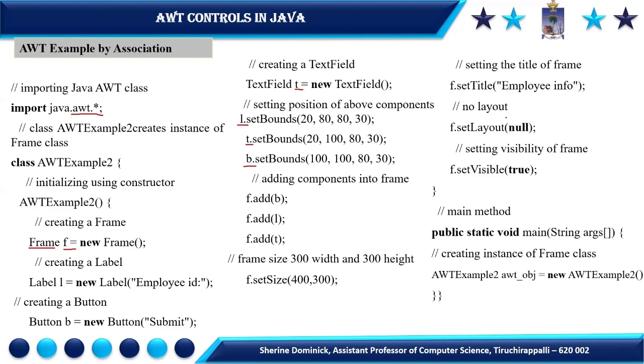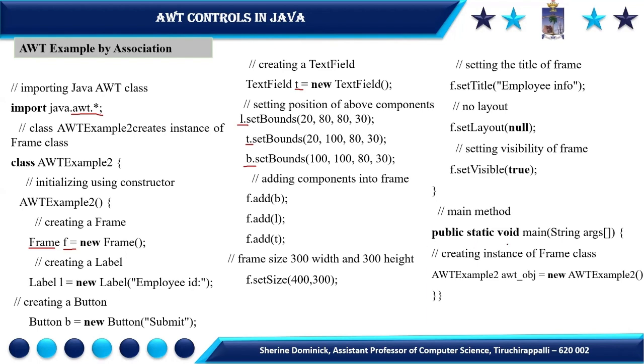Here also, I'm not setting a layout, so I'll give f.setLayout(null). Next, setting visibility of the frame: f.setVisible(true). By default, it is visible. We can also set the frame visibility as true. In case we want to hide this particular frame, we will give f.setVisible(false).